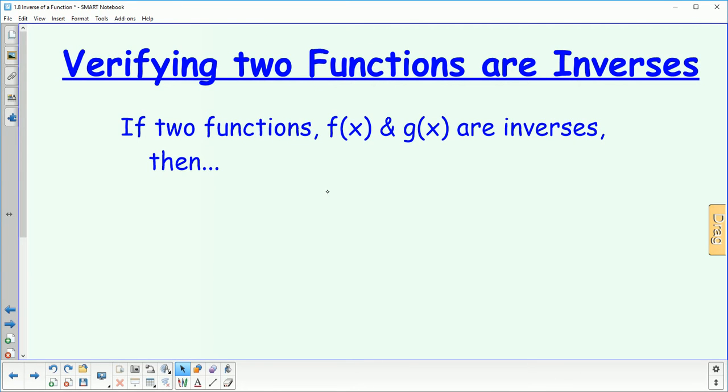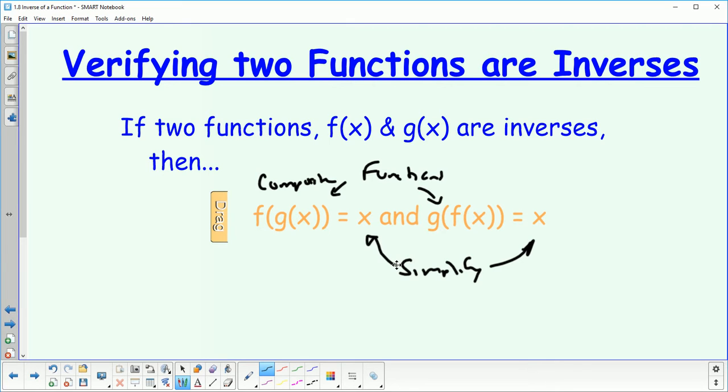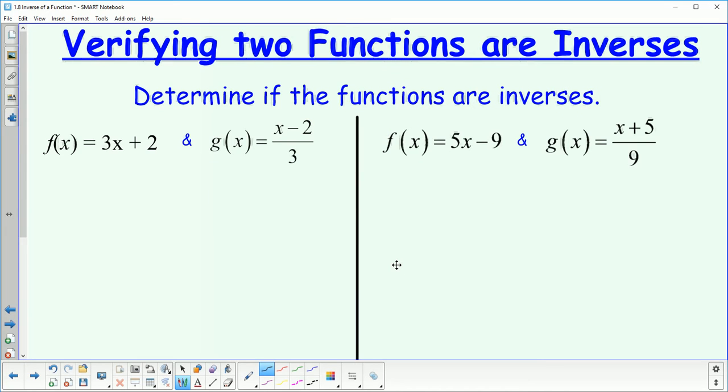First thing, if two functions, f of x and g of x, this is just the name of the two functions, f and g, are indeed inverses, then when we create our composite functions, they should simplify to x. So both must be true. We're going to create composite functions, f of g of x and g of f of x, and simplify, and if they are indeed inverses, they'll simplify to just x, and that will say that we undid all of our operations.